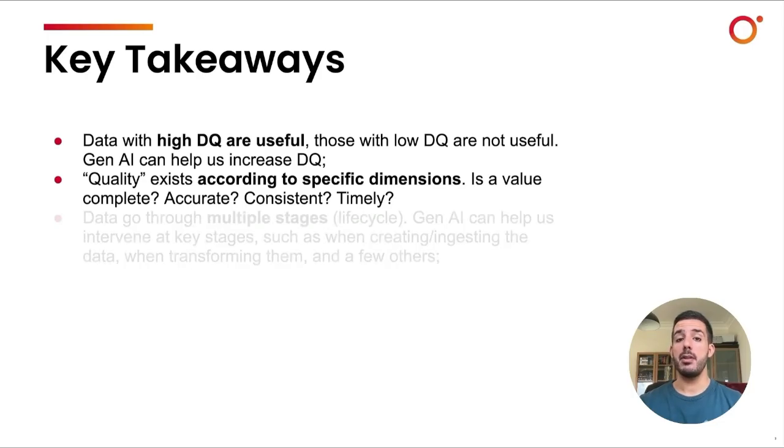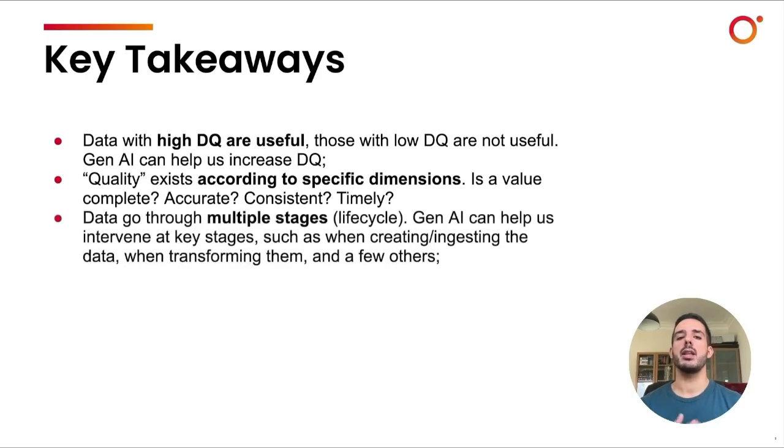Then, data go through multiple stages in an organization, the data lifecycle. Generative AI can help us intervene at key stages. For example, when we're creating or ingesting the data and we want them to have high data quality to begin with, or when we are transforming them to a different schema, and a few other specific stages of the data lifecycle. We don't use generative AI in general, we use generative AI at specific stages for specific purposes.